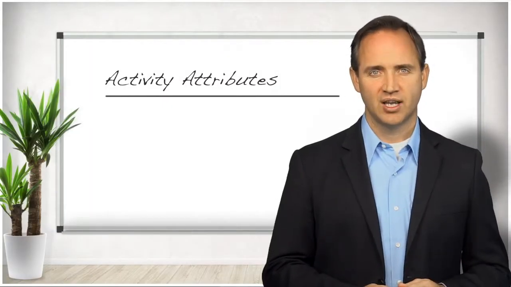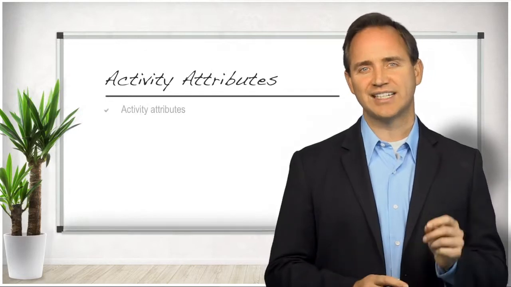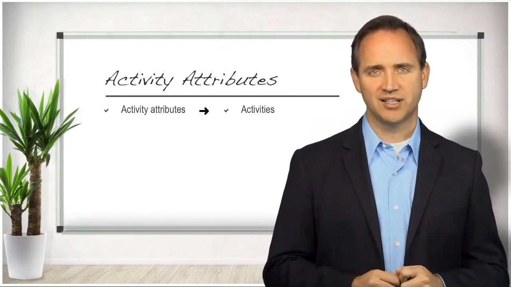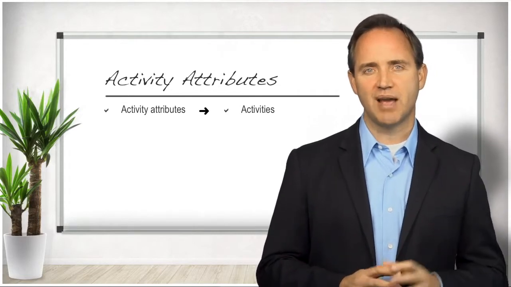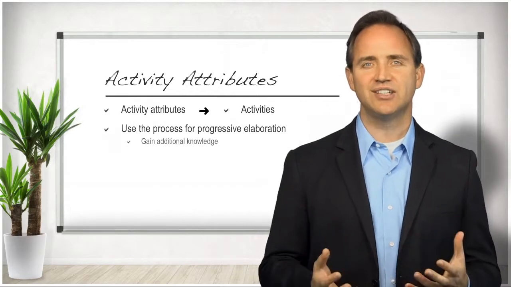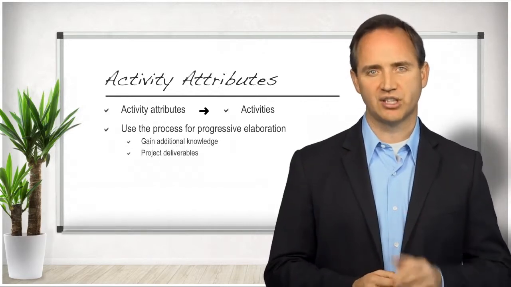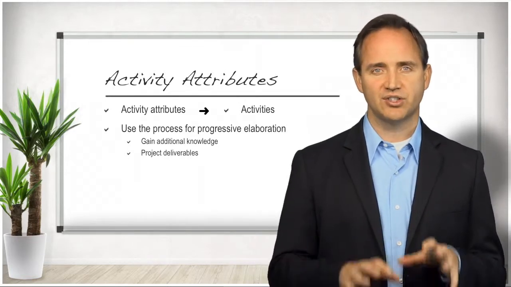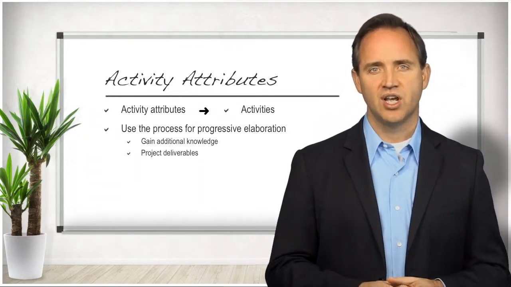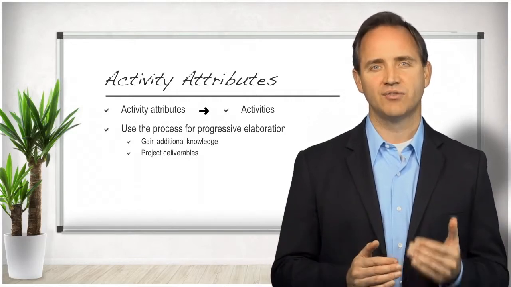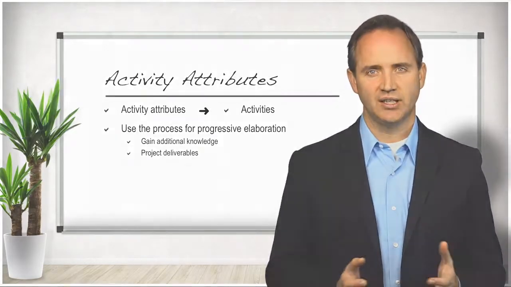Activity attributes. As described in previous processes, activity attributes support the activities. While this isn't an iterative process, it is important that the project manager and team use the process for progressive elaboration to gain additional knowledge in regard to project deliverables. In other words, if you simply rubber stamp the process to progress project activities, you're putting the project team at risk for creating a disadvantage from something that should be an opportunity.